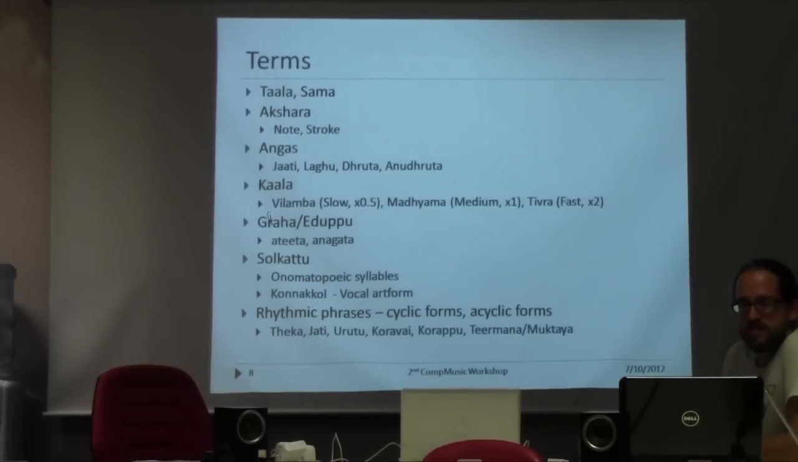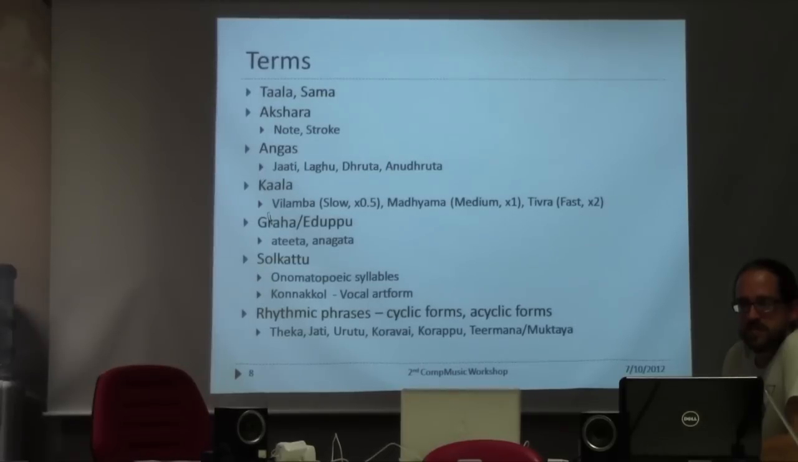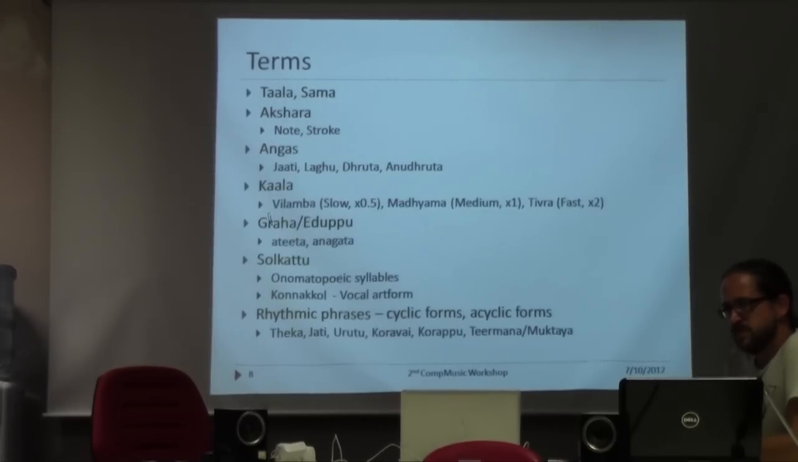The entire premise of Carnatic music is based on these cycles, and the way you count them actually decides which Taala it is. The whole structure is so flexible that we can incorporate a lot of changes within the framework of Taala. So a 9-beat cycle can be played as 3 into 3 or 6 plus 3 or a whole lot of things. And so let's just get back to this.